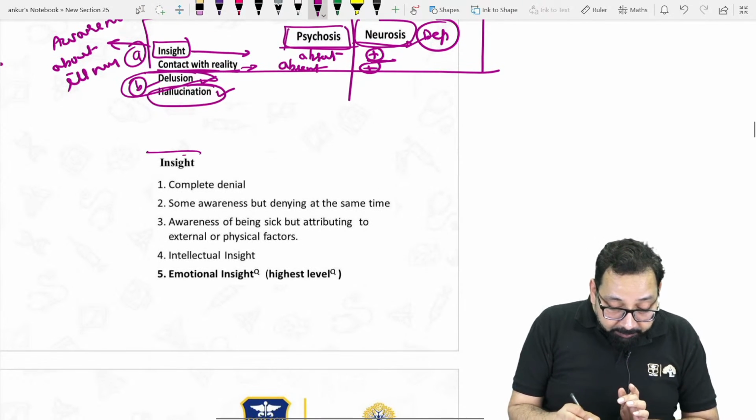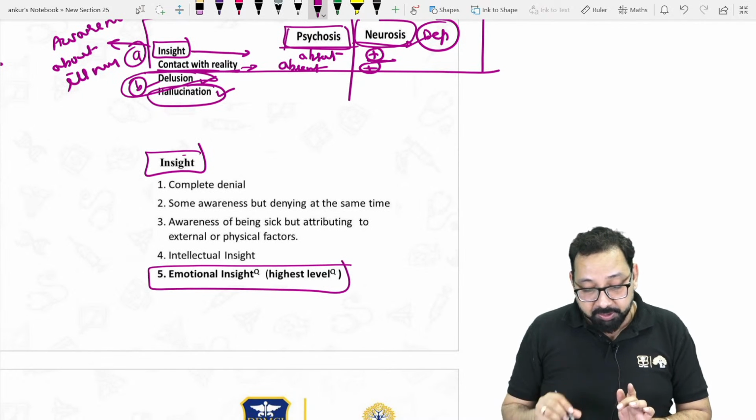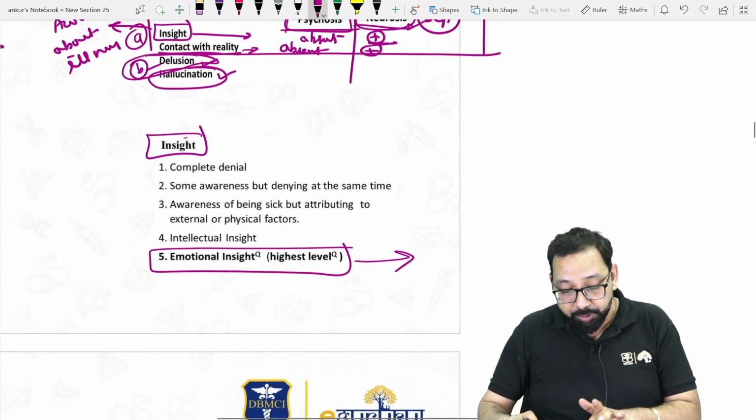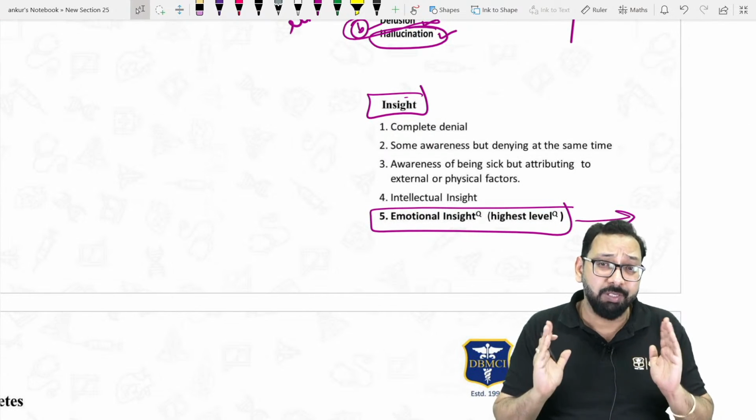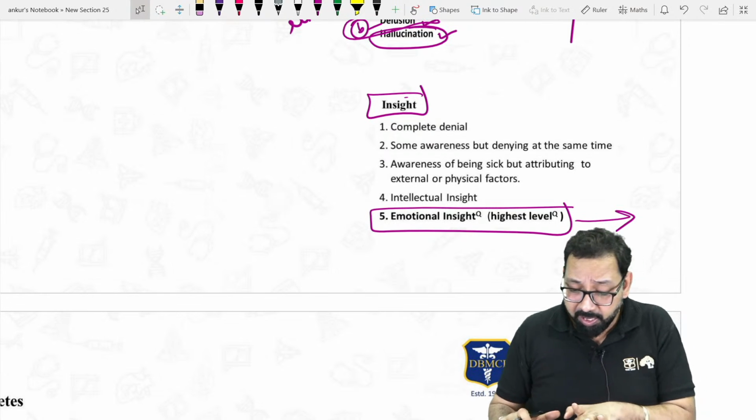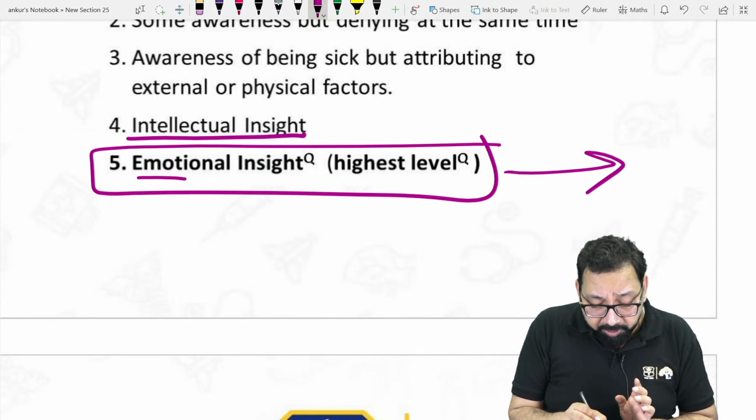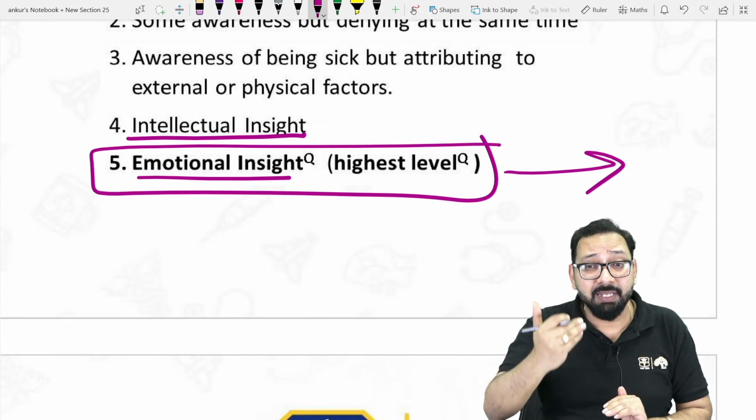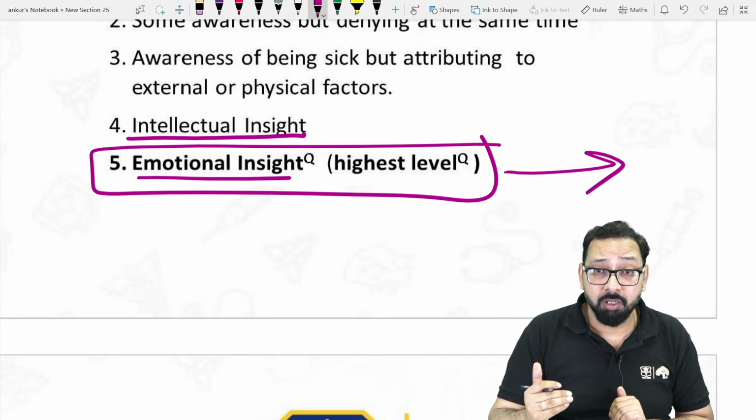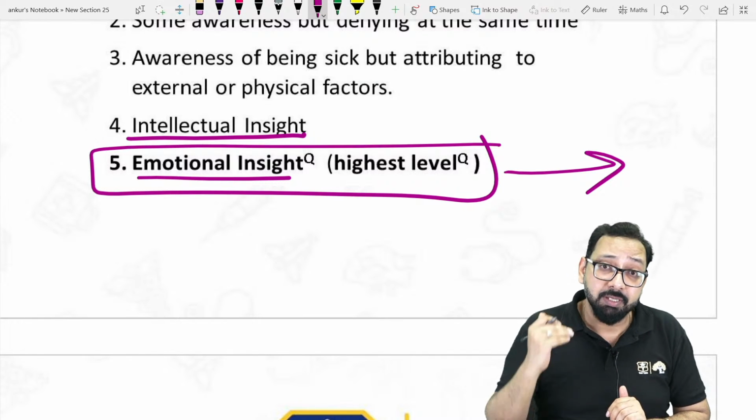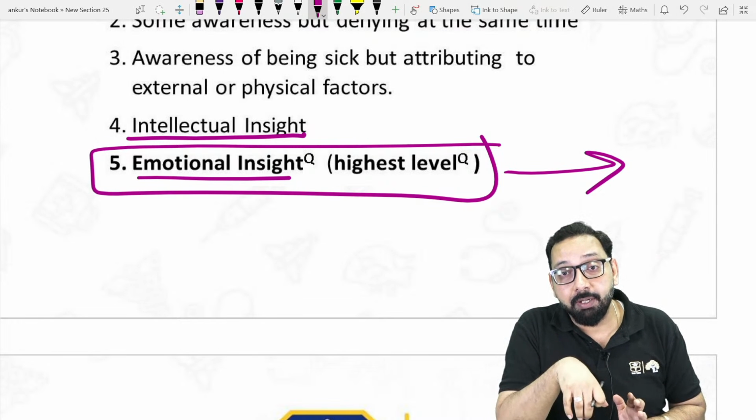Clear? Yes, the highest level of insight is emotional insight, mug it up. I am not going to describe it. Emotions are always above intelligence. What did I say? Intellectual insight and emotional insight, which is the highest level? Emotions are much, much stronger, better.